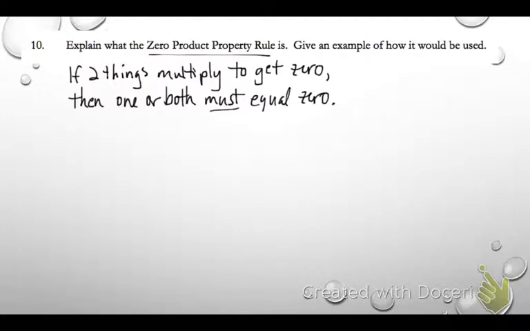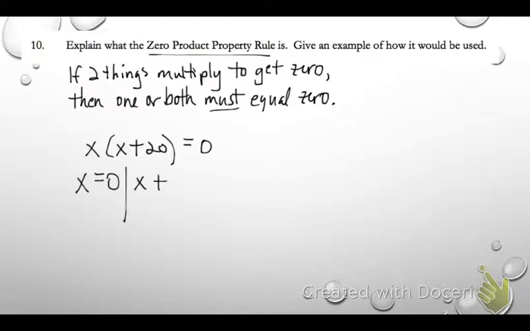And so since it is possible that both equal 0, we set them both equal to 0. So here's an example. I just have two factors, x times x plus 20 equaling 0. So that means one or both of them, so we'll set both of them equal to 0 and solve. So our possible solutions on this would be 0 and negative 20.